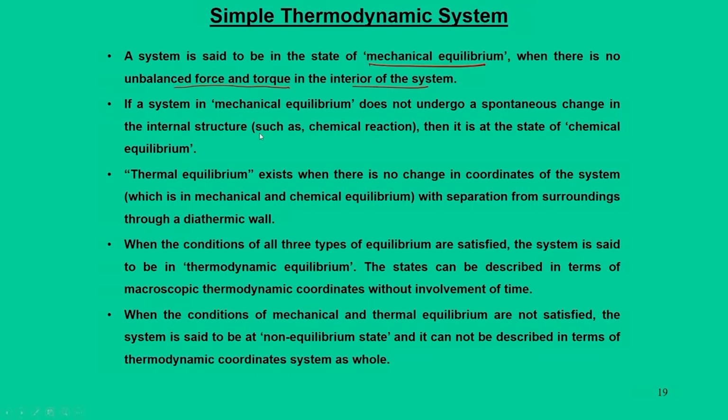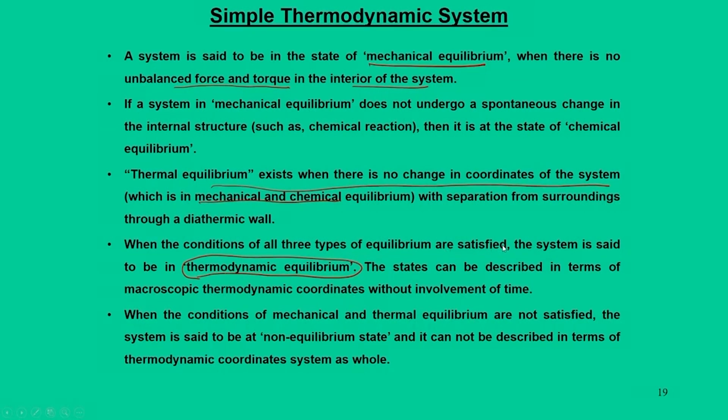So, thermal equilibrium is possible only when there is no change in the coordinates in the systems. That means, system is in the mechanical as well as the chemical equilibrium. So, ultimately by clubbing all these three equilibrium conditions together, that is mechanical equilibrium, chemical equilibrium and thermal equilibrium, we represent the state of the system as a thermodynamic equilibrium, in which we say that conditions of all the three types of equilibriums are satisfied.